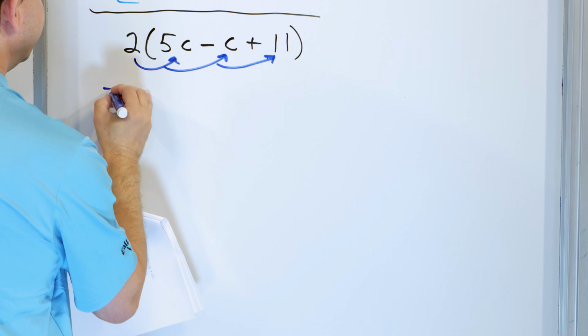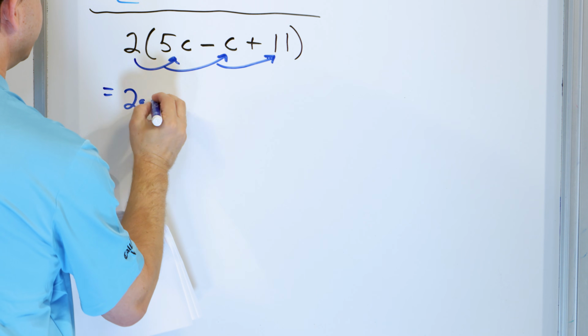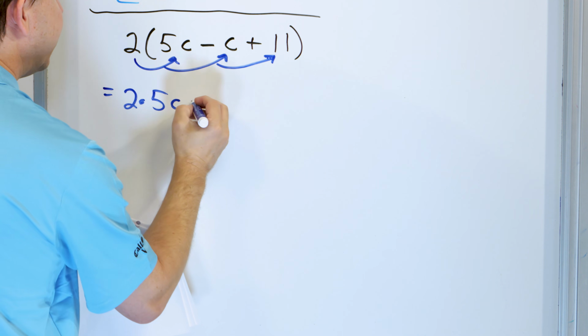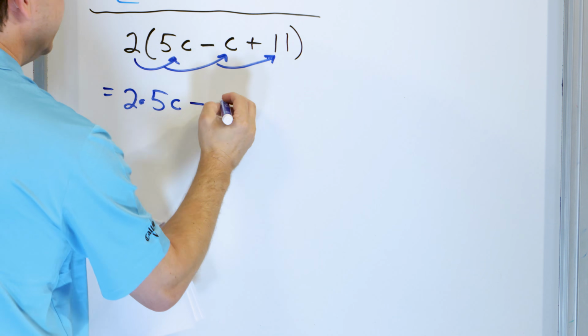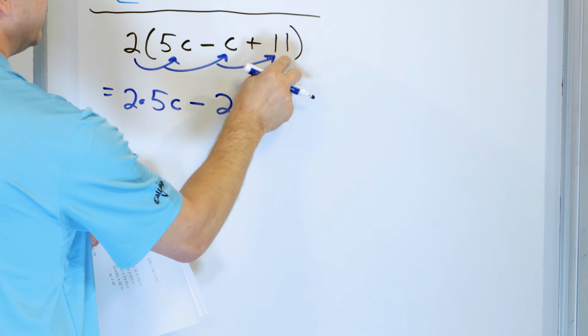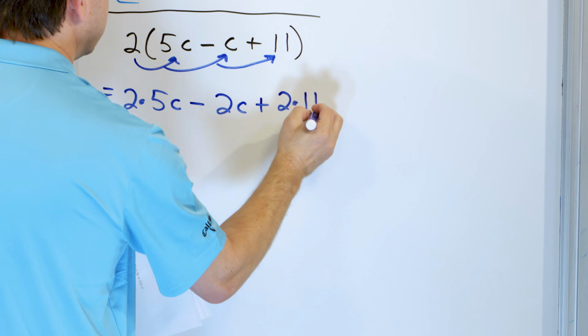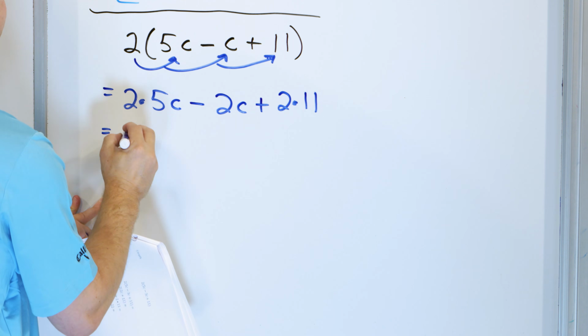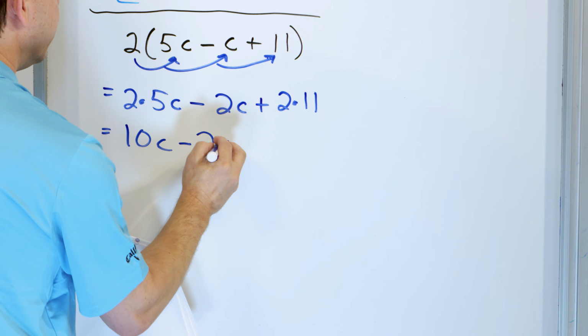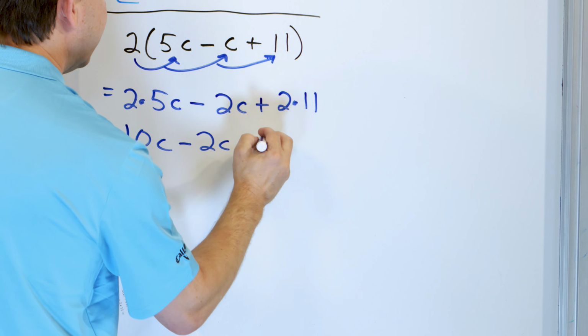2 times 5c, right? 2 times 5c. Then a minus sign from here. You have to carry the sign from the inside. 2 times c. We're just going to write it as 2 times c. Then a plus sign, the 2 times the 11. Right? What do I get? 2 times 5 is 10. C comes along for the ride. 2c is still here.